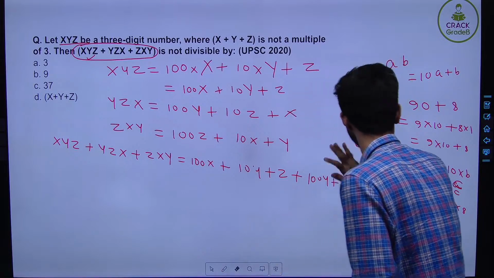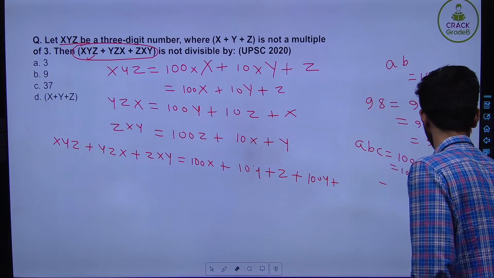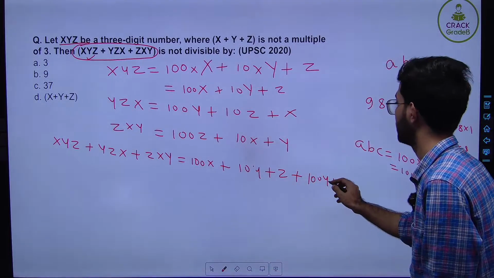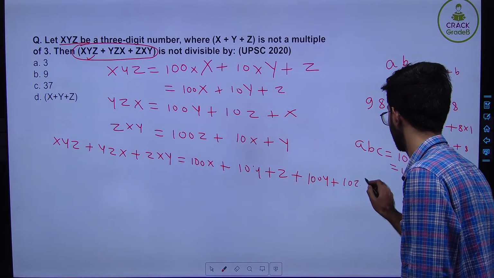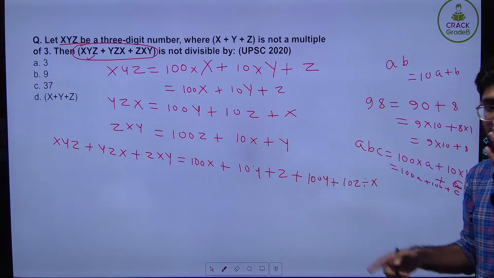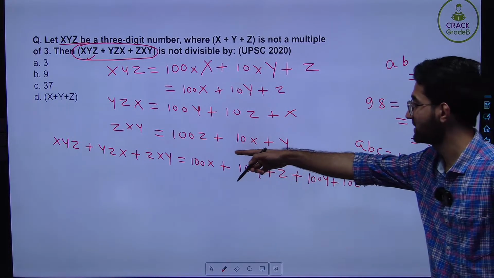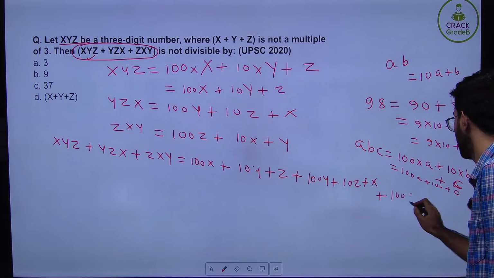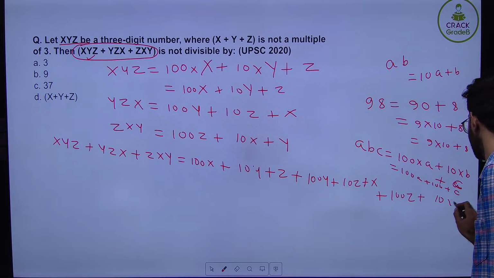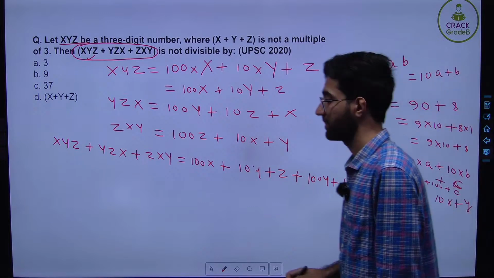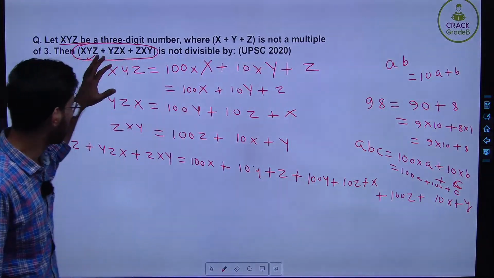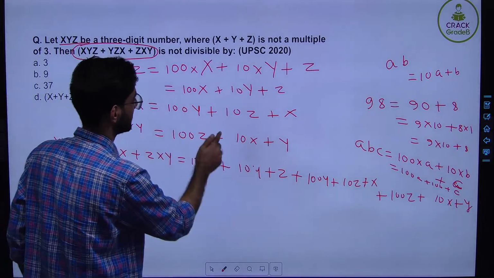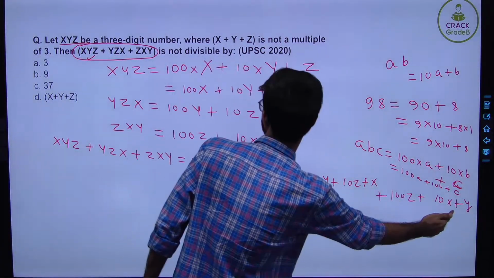Let me remove these parts, because we took these examples to teach you. See, 100Y plus 10Z plus X. This is the value of YZX, right? Now, what is the value of ZXY? The value of ZXY is equal to 100Z plus 10X plus Y. See, we have added all these values: XYZ plus YZX plus ZXY. So we wrote XYZ, then YZX, then ZXY.